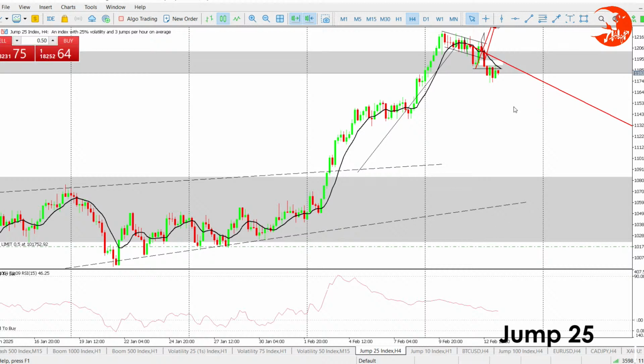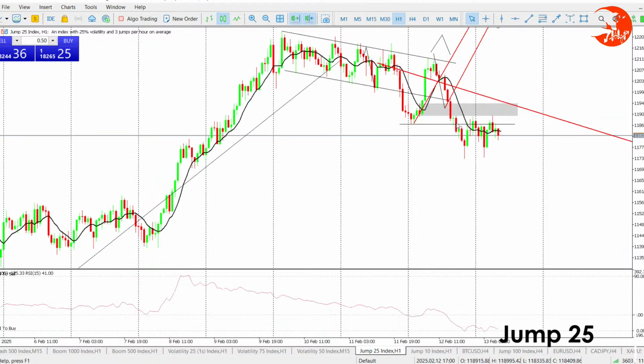So Jump 25, I think I did not enter. Yeah, I did enter this asset. I wanted it to reach that level, so I didn't make that entry, but I had told you that that was a move, so I can delete this now.